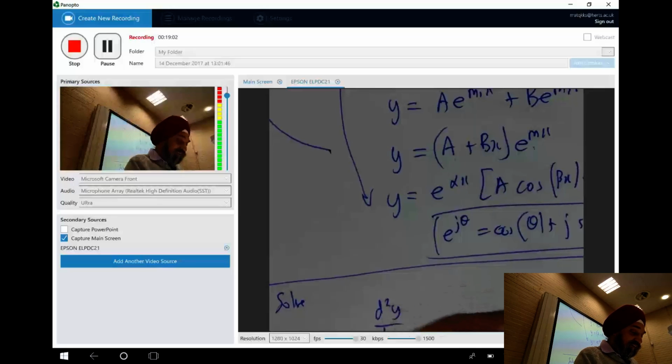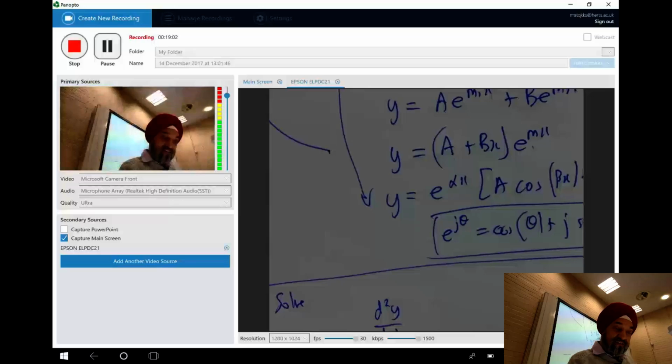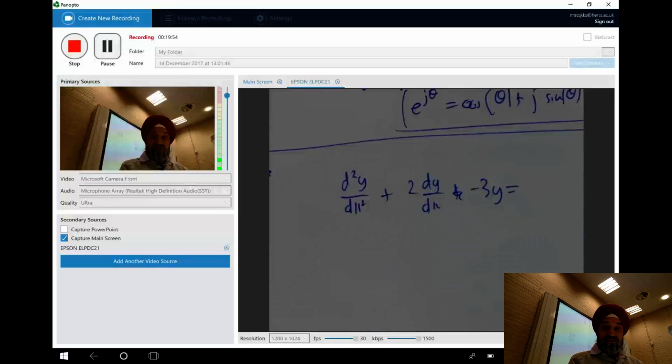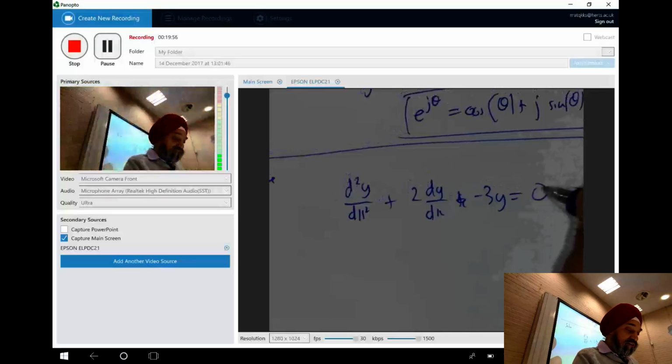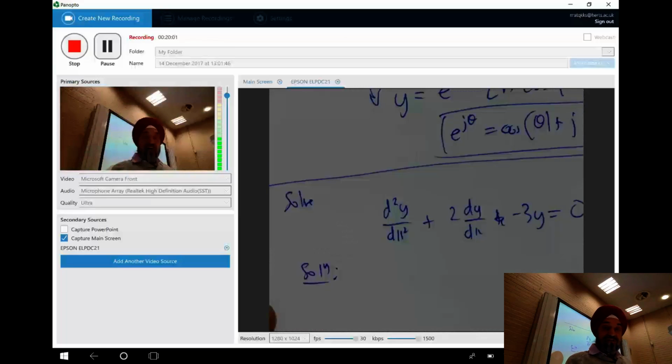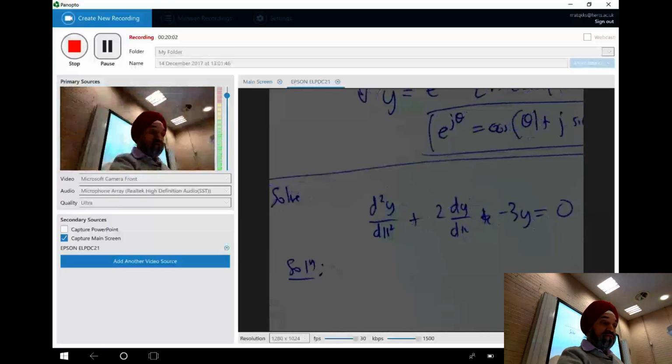Solve d squared y by dx squared plus 2 dy by dx minus 3y is equal to 0. So what are we trying to find? When it says solve that, what does that mean then?